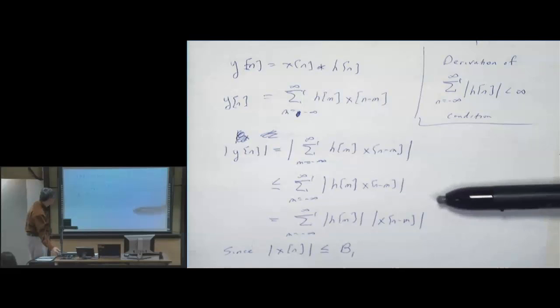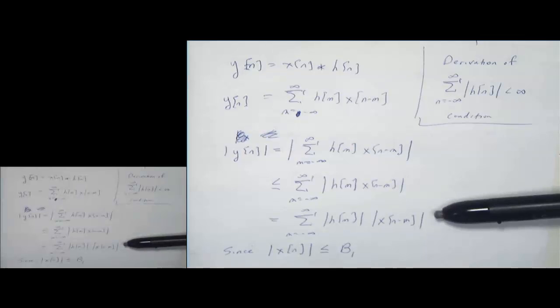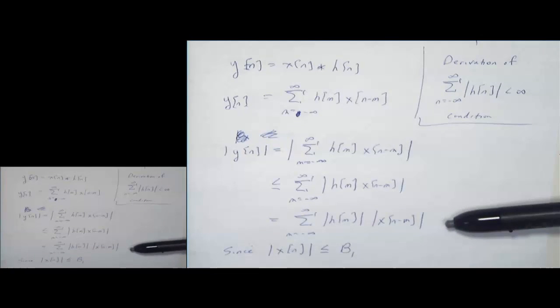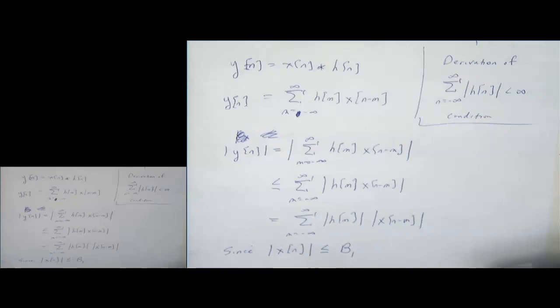Furthermore, a product of two absolute values is just the product. So the absolute value of a product is the product of the absolute values. We've seen this many times. So now I'm getting closer to the answer.